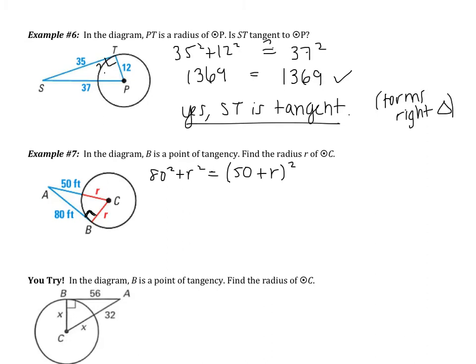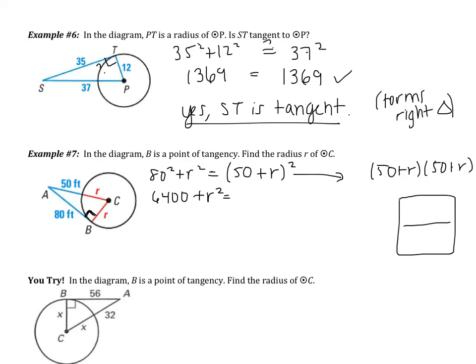Left side, simplify like normal. 80 squared is going to be 6,400. r squared is going to be r squared. This is the one that's more difficult. I have to remember that when I square something, it means to multiply by itself. So I have 50 plus r multiplied by 50 plus r. Okay, so I like the box. Some of you like to use another term that I'm not going to use. But if you want to do it that way, that's fine, or draw in arcs, that's fine. 50 multiplied by 50 is 2,500, and then I get 50r, and then r squared.